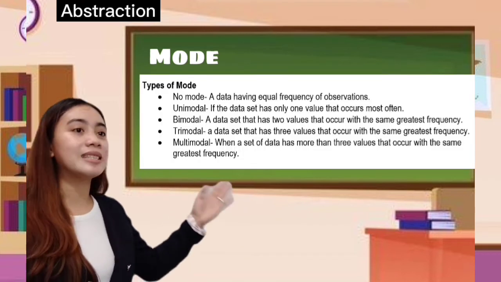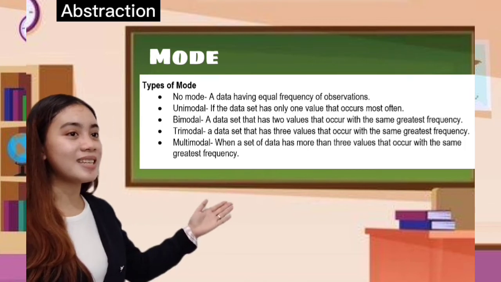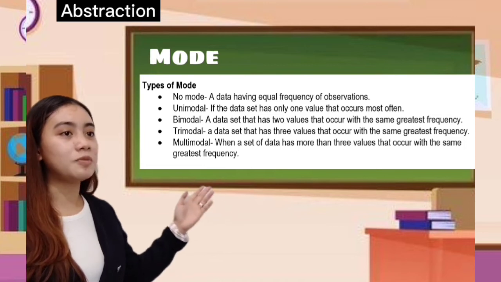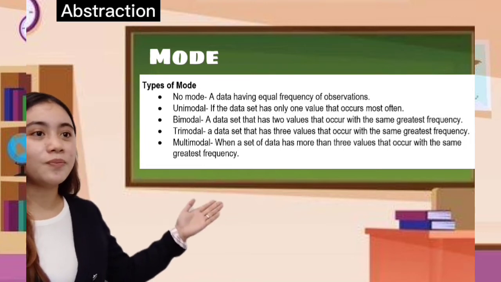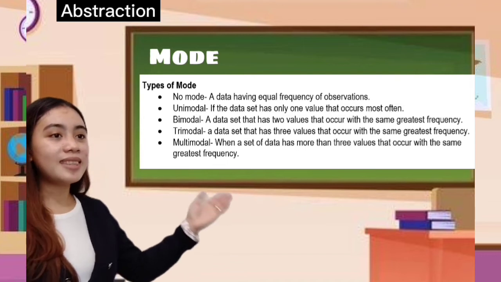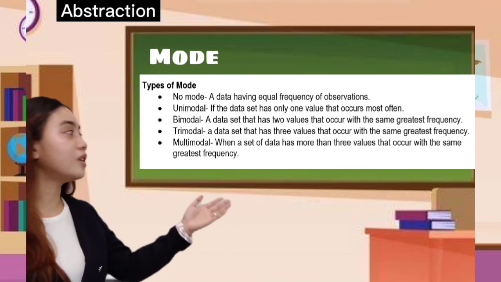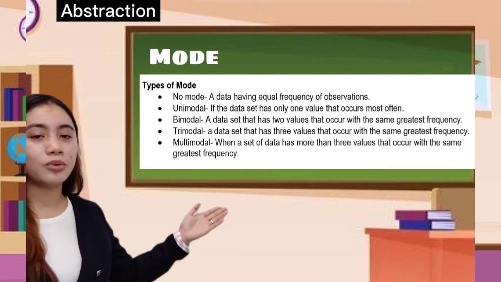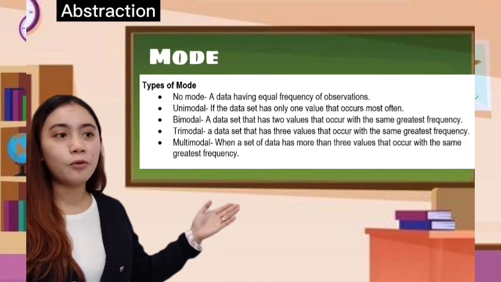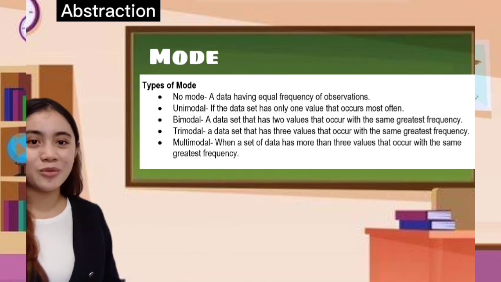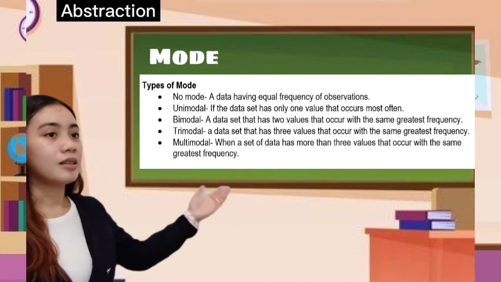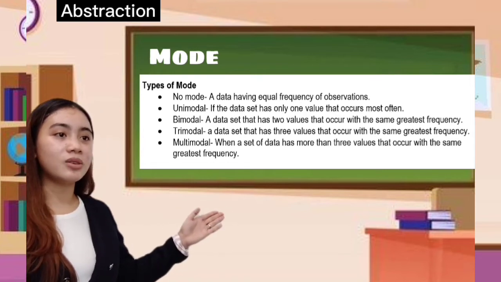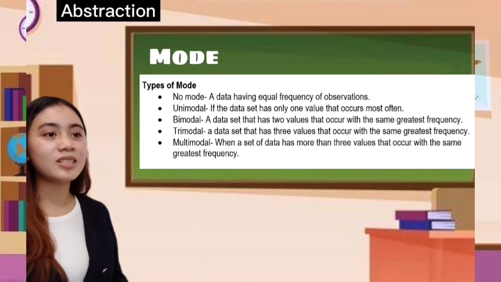So the following are the types of mode. Number 1 is no mode: a data set having equal frequency or observation. Number 2 is unimodal: the data set has only one value that occurs most often. Number 3 is bimodal: a data set has two values that occur with the same greatest frequency. Next one is trimodal: a set of data that has three values that occur with the same greatest frequency.